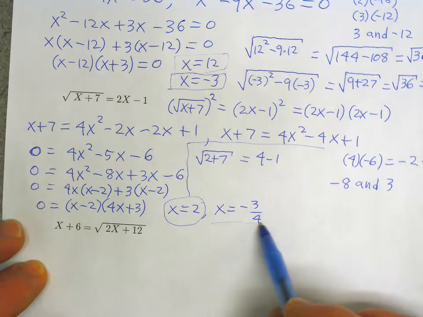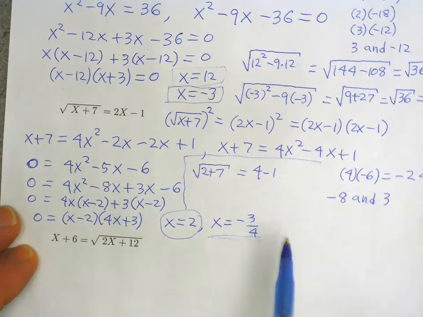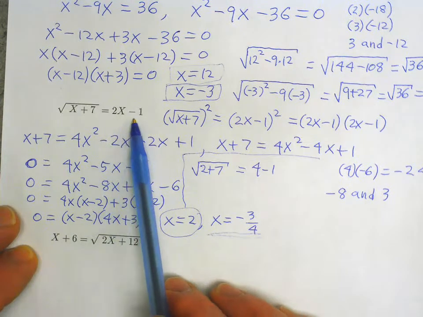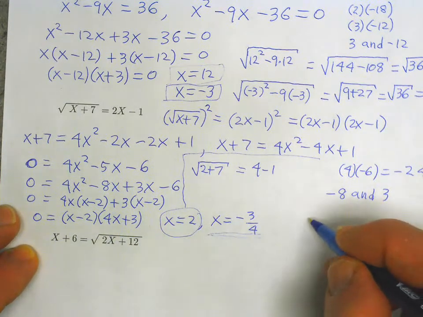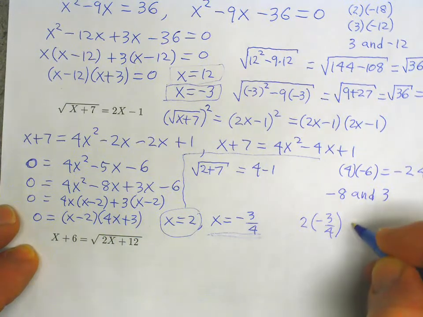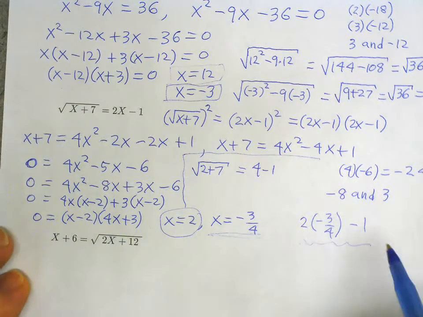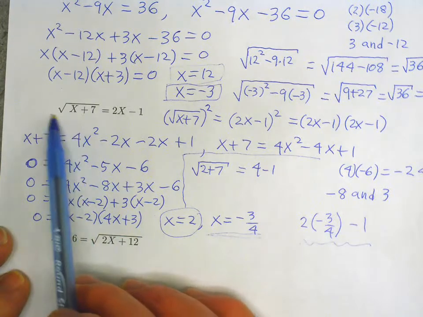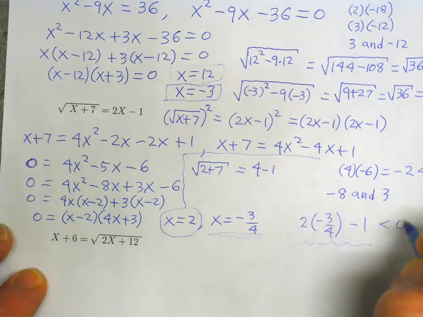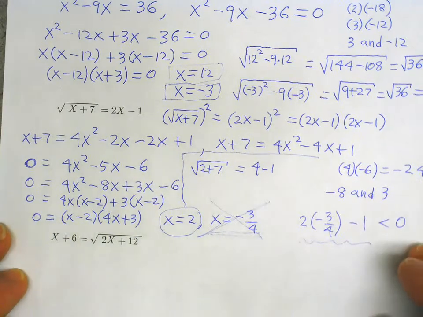Okay, on this next candidate, notice we can save ourselves some work if we just notice that on the right-hand side we have 2 times x minus 1. So the right-hand side is 2 times negative 3/4 minus 1, but this number is negative. But up here we have a positive square root. So a positive square root cannot be equal to a negative number. This number is less than 0. So that means negative 3/4 is not a solution.